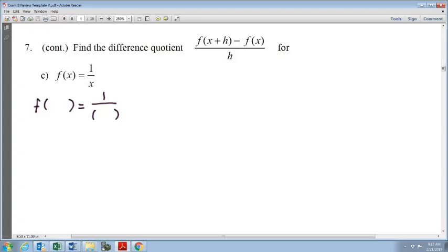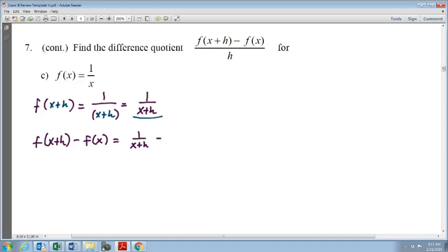So we'll do the same steps. F of x plus h is just 1 over x plus h. So that was pretty easy. However, f of x plus h minus f of x, well, we just found f of x plus h, that's 1 over x plus h.